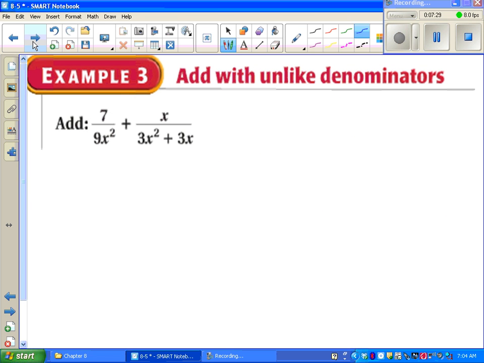So here's why we learned this LCM stuff. It says add with unlike denominators. The first thing you have to do is factor your denominators. You got to factor the 9x squared, you got to factor the 3x squared plus 3x. Go ahead and pause the video and try that on your own for practice.